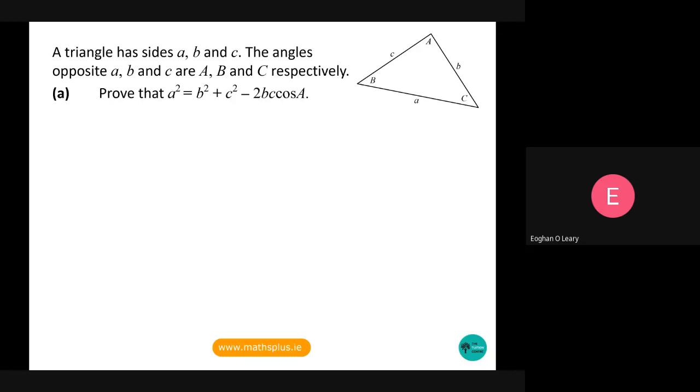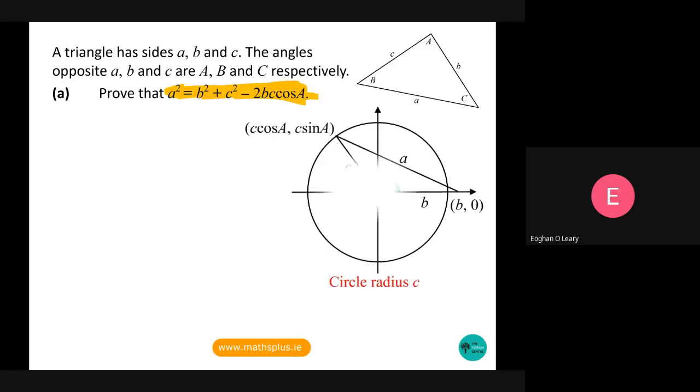What you're being asked to prove is that in a triangle, which has three sides, a, b, and c, the angles opposite a, b, and c are capital A, capital B, capital C, as is shown in the diagram. Prove that a squared equals b squared plus c squared minus 2bc cosine A. So obviously we recognize it as the cosine rule. So, okay, what do we do?